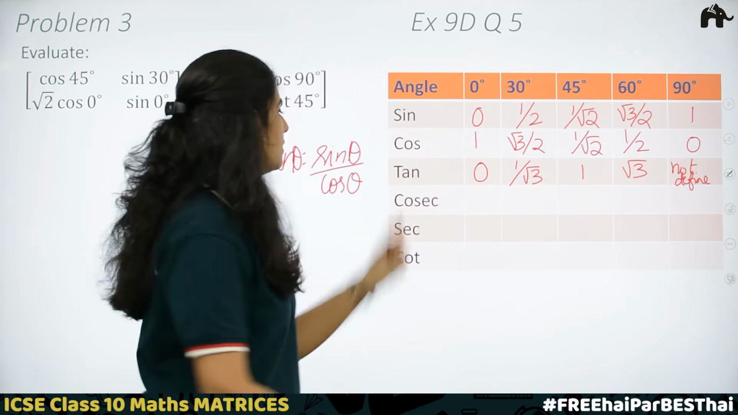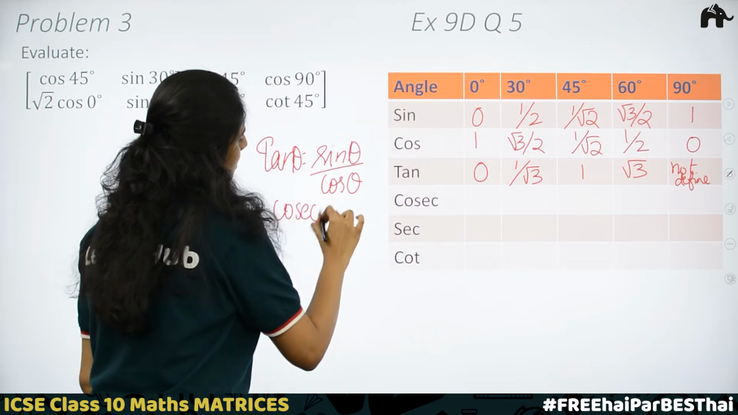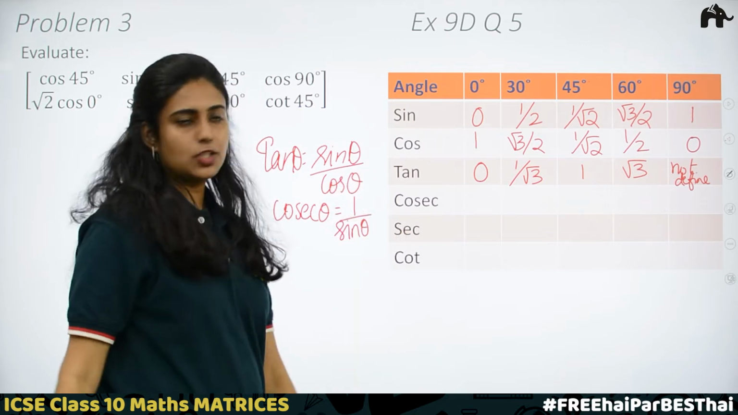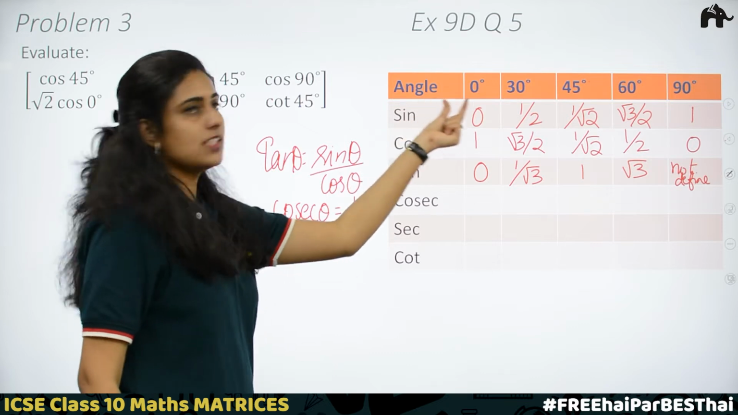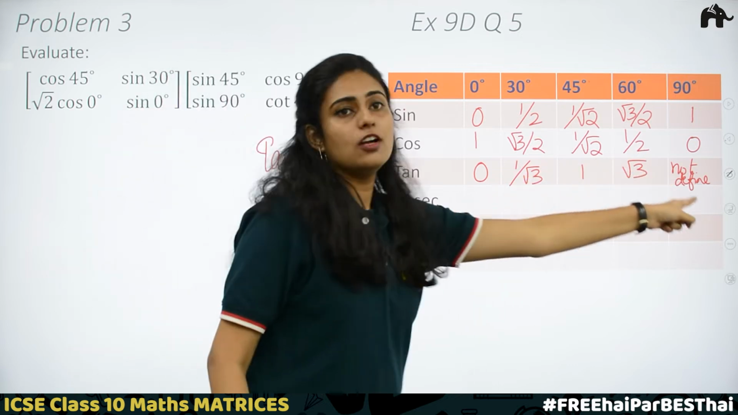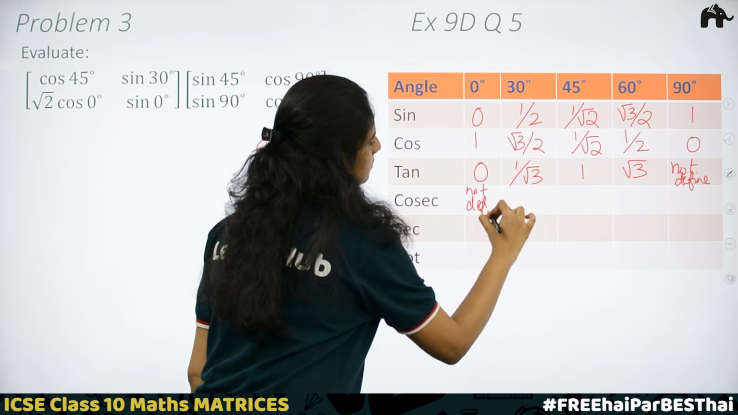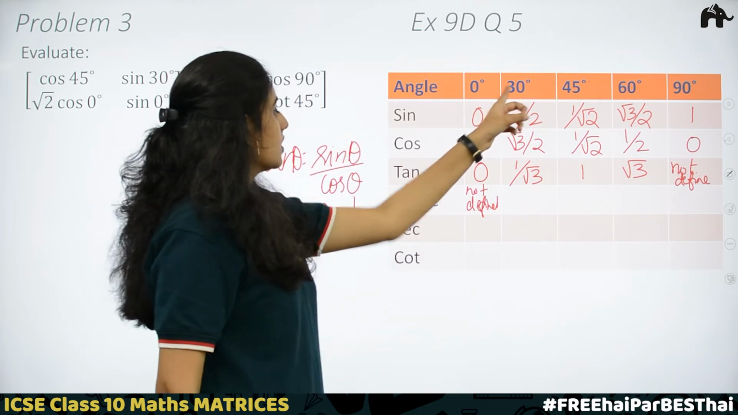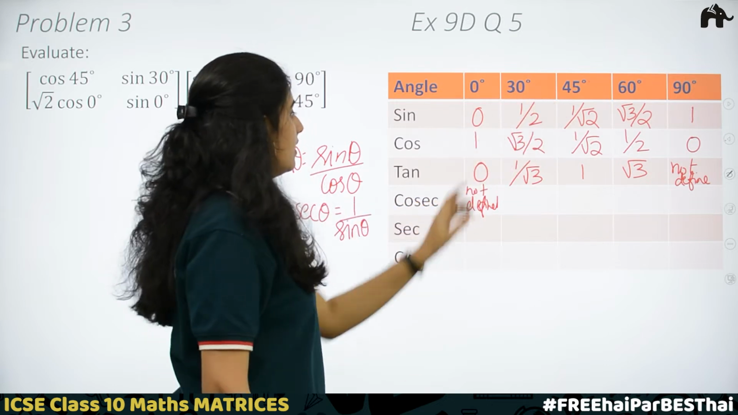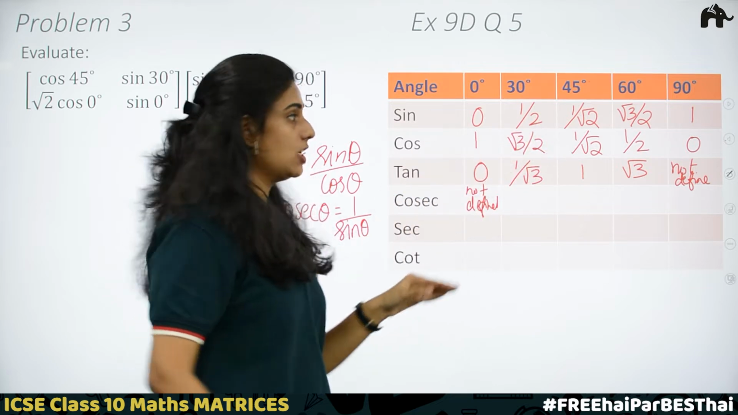Next, cosec. Cosec is obtained by taking the reciprocal of sine. Cosec theta is equal to 1 by sine theta. Here what is sine 0? Sine 0 is 0. 1 by 0. What is 1 by 0? Again, not defined. Next, cosec 30 degree. How to get cosec 30 degree? We have to take the reciprocal of 1 by 2. 1 divided by 1 by 2, which is 2.